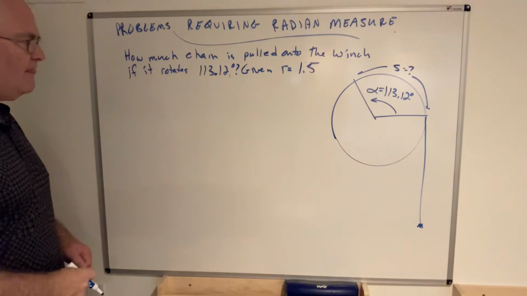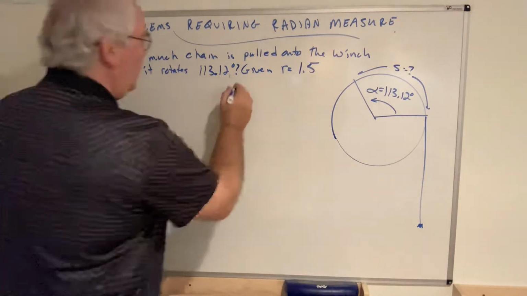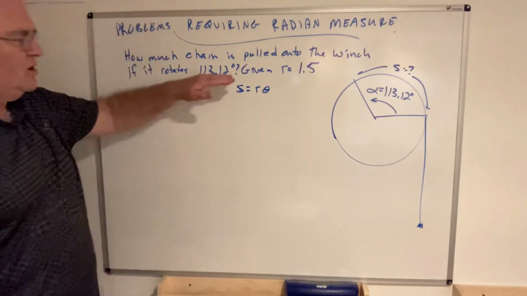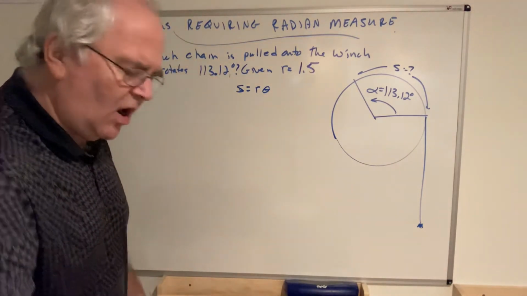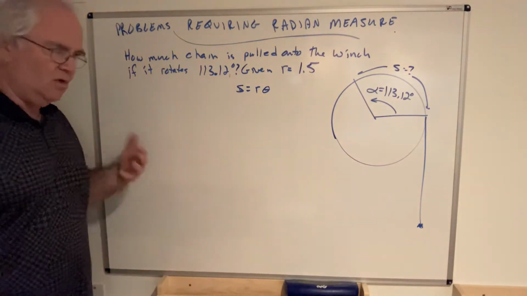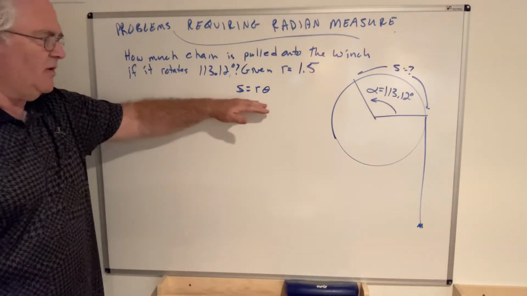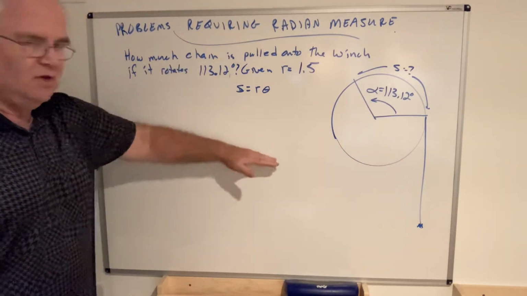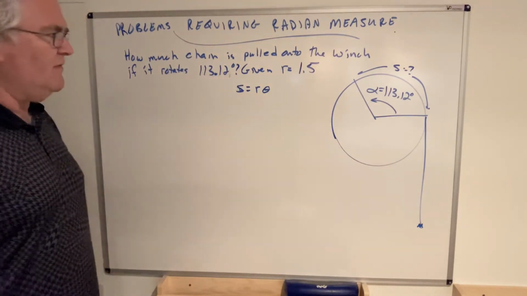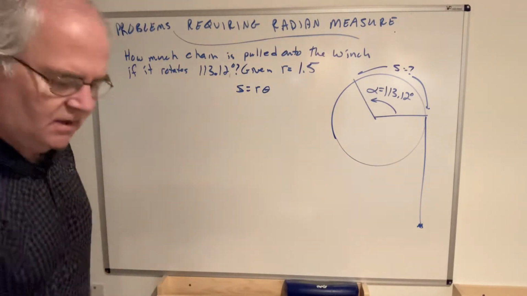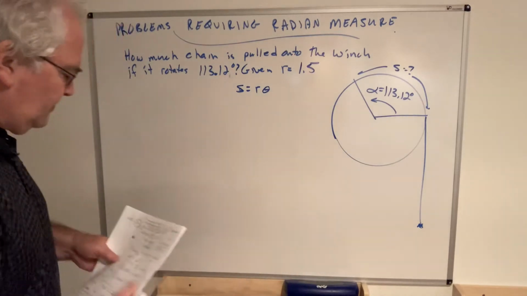All right. Well, once again, we're going to eventually use S is equal to R theta, but as always, we need to convert these degrees. Very often the most natural way to state problems is in terms of degrees. Now, if this is given as radians, you're off to the races. Compute, you're done. But typically these are given in degrees. And so step one is to convert from degrees to radians.